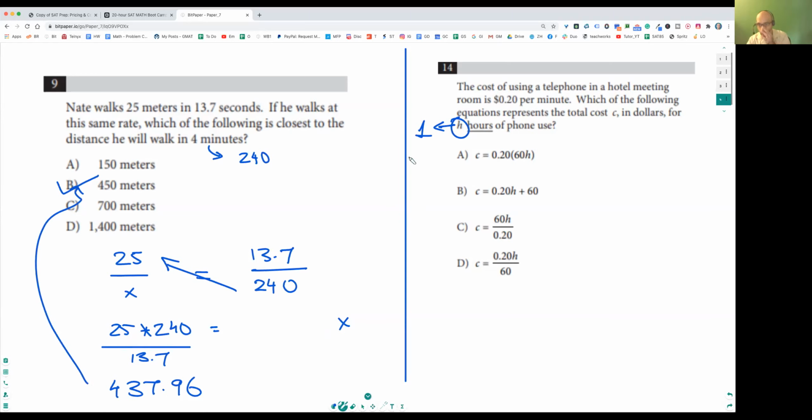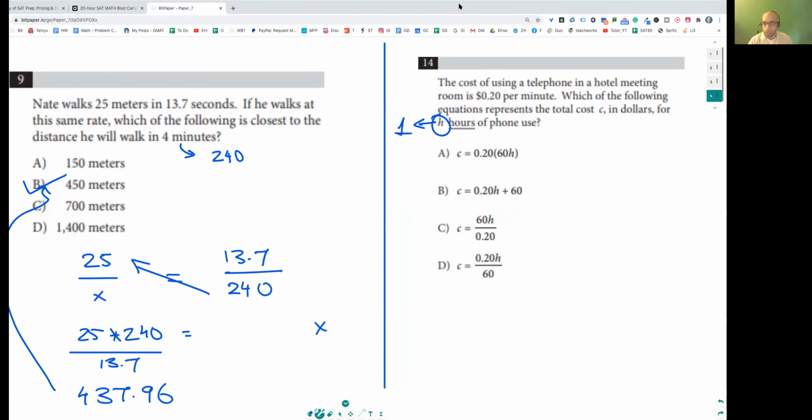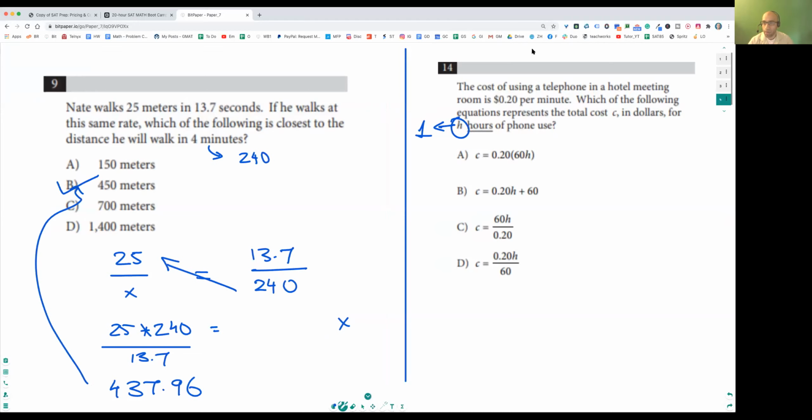So now, what's going on over here? What's going on over here, right? So this is definitely a harder problem, but let's look at it, right? Let's look at it. So the cost of using a telephone is so much, and then they're asking you how much is H hours, right? So let's think about it like this: 1 minute, right, is giving you, right? It costs 0.2, right? And now they're asking you what is H hours.